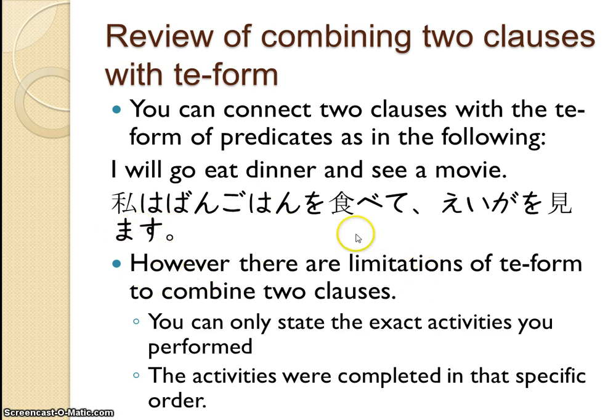Now, the limitation of this is that you can't really see when or which one started first. So in this case, you have to assume that you ate dinner and then you went to go see a movie. And that would be one of the limitations of the TE form.